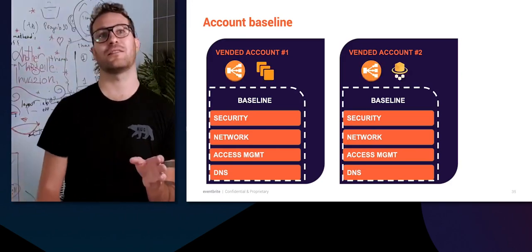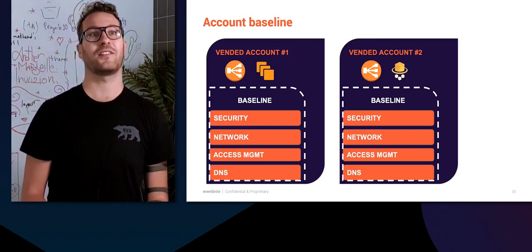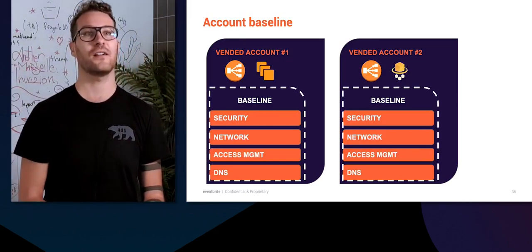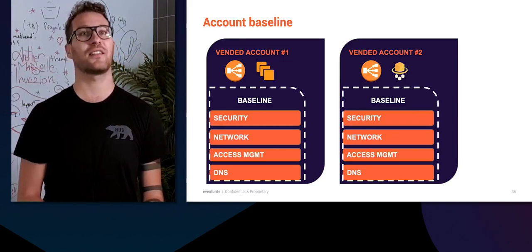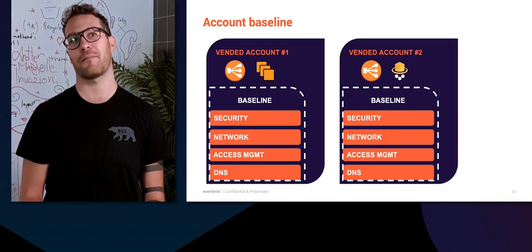So here we can see the two vended accounts with the same baseline but different workloads. We can see account number 1, a bit old school there, deployed an application load balancer and some EC2 instances, while account number 2 went for a serverless based infra.